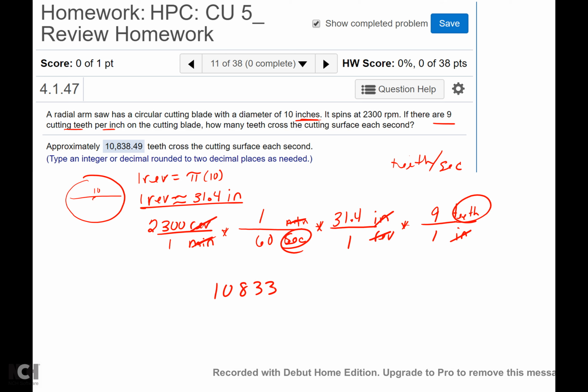10833. I think I rounded too much, because they got the 0.49 and mine came out perfectly. See what I mean by rounding? All right, if you do pi times 10, see, if I would not have rounded this very much, it would have been 31.41592654. So if I type that in, 2300. Oops, I messed up. Well, darn it. Pi times 10 times 2300 times 9 divided by 60, and there you get the 0.49. See what I mean by rounding? If you use all those digits, you get the 0.49. I just used 31.4 and I didn't get the 0.49, so be careful on rounding, guys.